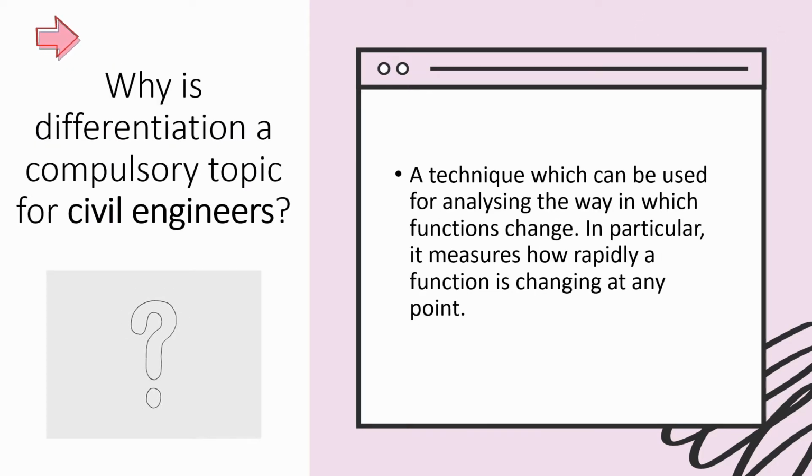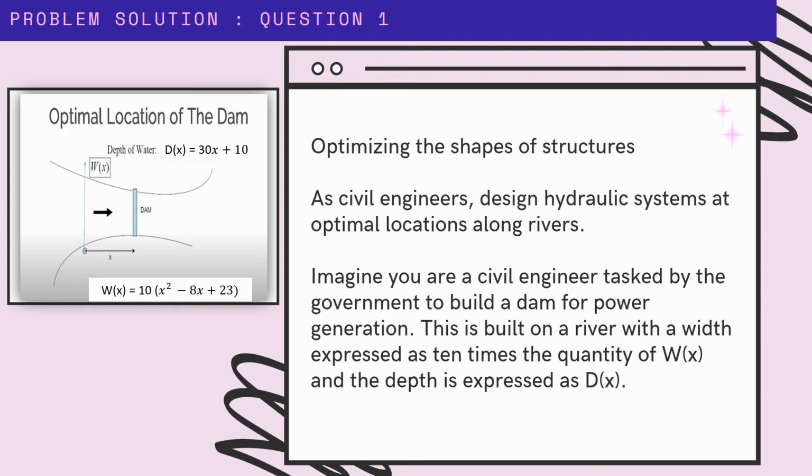Why is differentiation a compulsory topic for civil engineers? Differentiation is a technique which can be used for analyzing the way in which functions change. In particular, it measures how rapidly a function is changing at any point. In engineering applications, the function may, for example, represent the magnetic field strength of a motor, the voltage across a capacitor, and the temperature of a chemical mix.